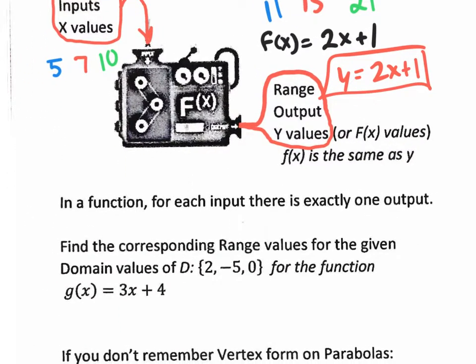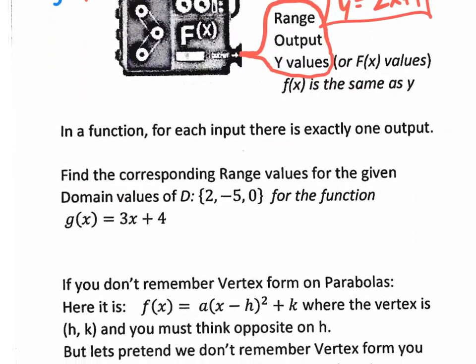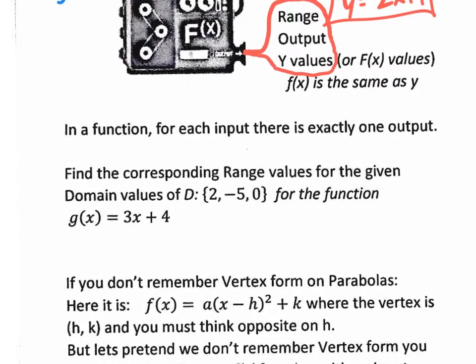In a function, for each input, there's exactly one output. Okay, so you plugged in a 5, you got out an 11. If you plug in a 5 and you get out an 11, if you plug in a 5 again, you're supposed to get out an 11 again. If you get out something different, then it's no longer a function. It's a broken machine. It'd be something else. Okay, so anyway, let's move on and see if we understand the vocab.